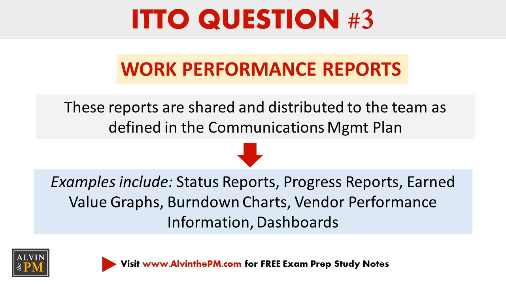The correct answer is the work performance reports. These reports are shared and distributed to the entire project team as defined in the Communications Management Plan. Some examples include status reports, progress reports, earned value graphs, as well as vendor performance information and dashboards.